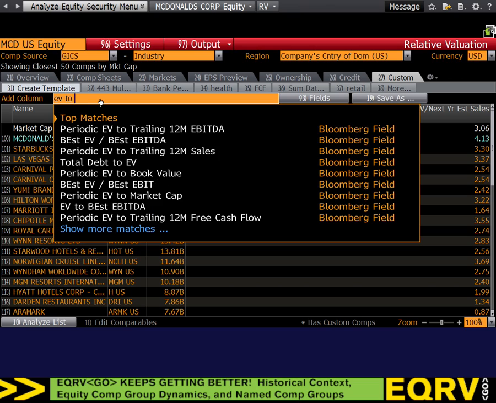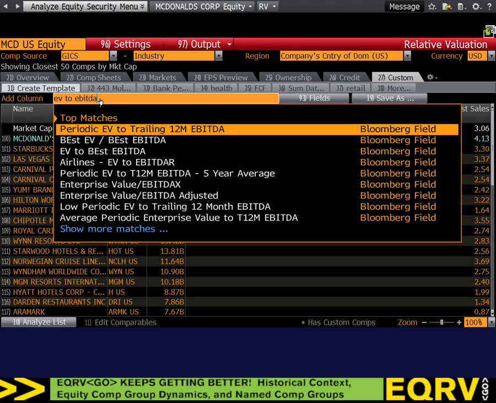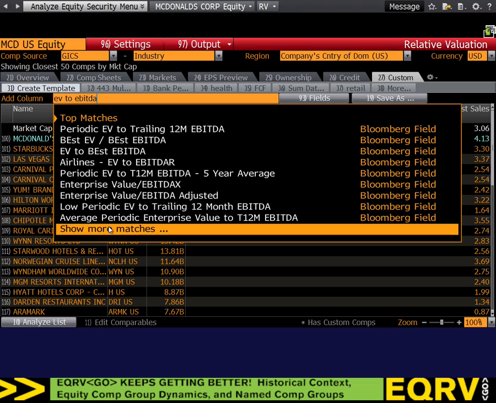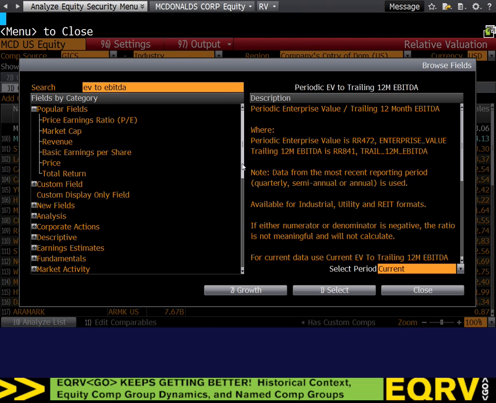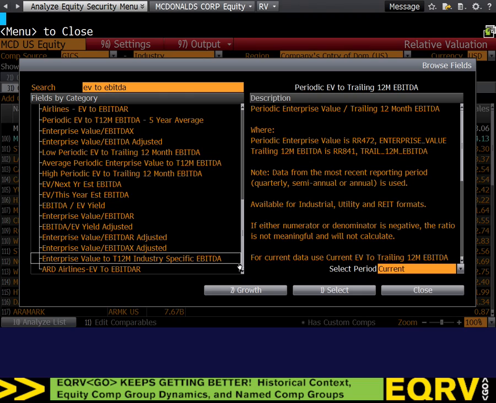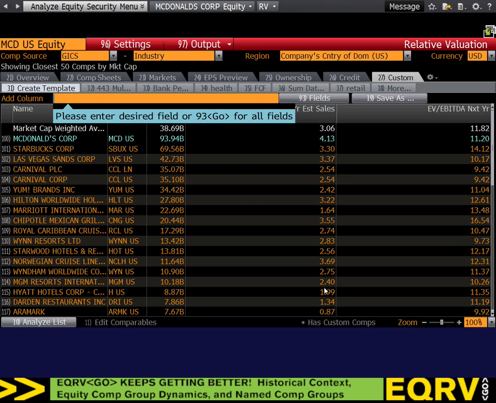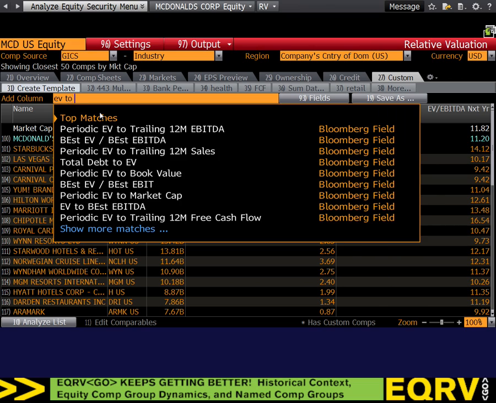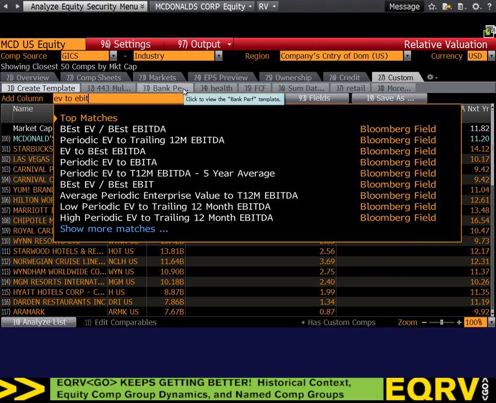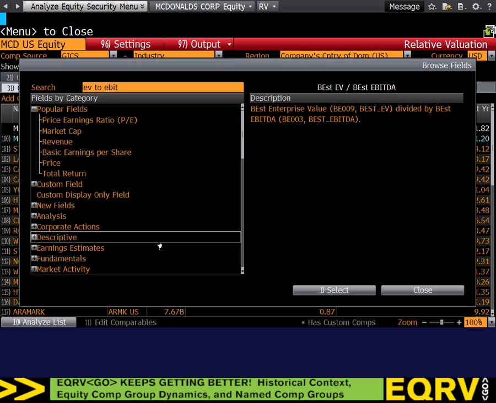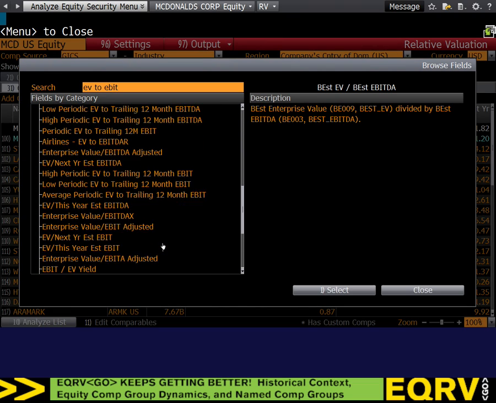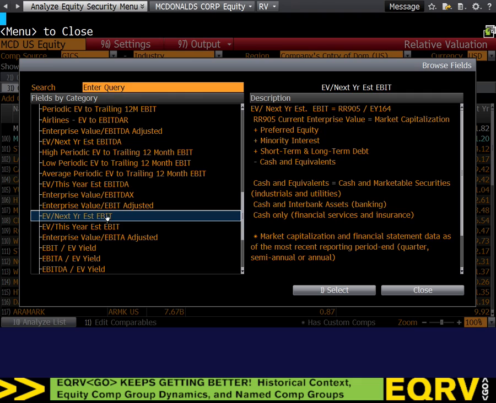There it is. Next, enterprise value to EBITDA. EV TO EBITDA. Again, if I don't see it on this list, show more matches, scroll down, and then the same idea. I'm looking for enterprise value to this year's EBITDA, next year's EBITDA. What I care about is next year's EBITDA. Select. Then EV TO EBIT. Again, show more matches. Scroll down. EV to next year's EBIT. Select.